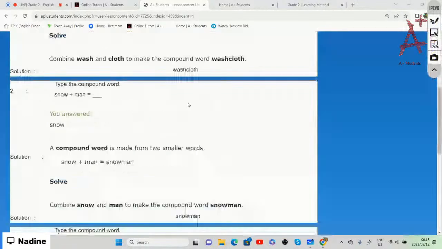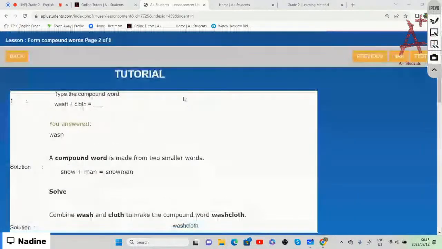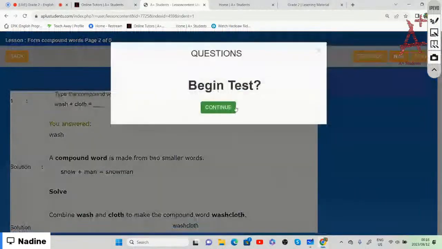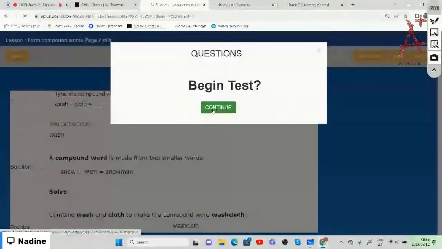All right, so basically we have compound words, and a compound word is made up of two smaller words, right? It is a word plus another word, and then we get a bigger word, which we call our compound word. We need to put these two smaller words together in order to get the bigger word. And usually, with forming the bigger word, the meaning of the word changes, right? All right, so now we're going to do a test on form compound words.